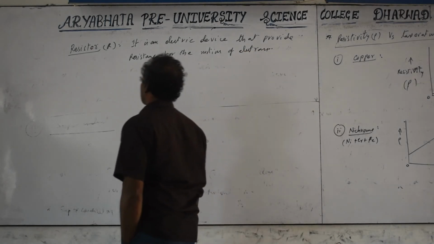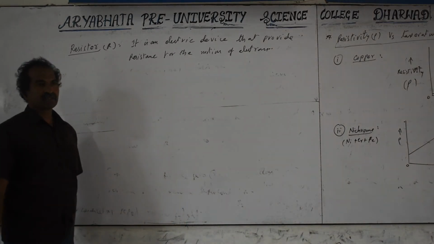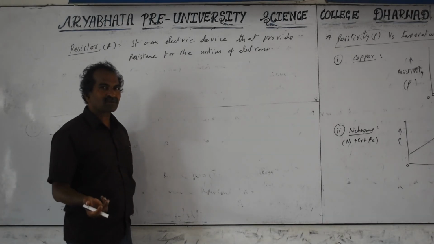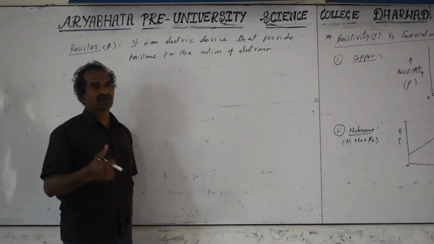A resistor is a device that provides a resistance for the motion of electrons. Resistance is more means what? More collision of electrons takes place. Resistance less means what? Less number of electron collisions will take place.